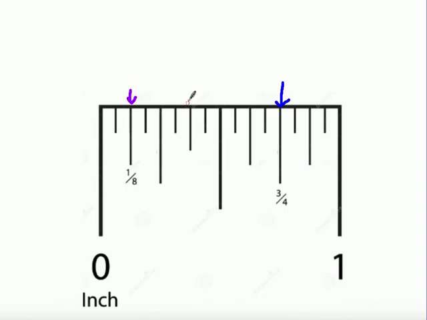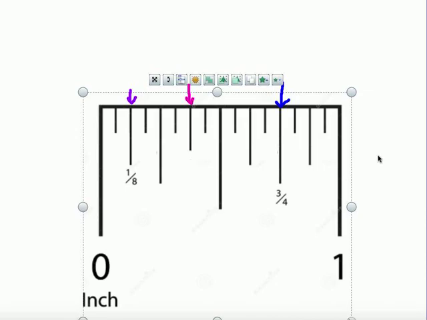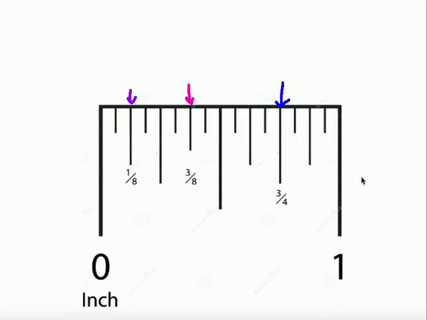Let's try the pink line here. How about this guy right here? How long is that one? I'll give you a few more seconds. That's the 3/8 line. And if you counted by 16ths, that was at 6/16.